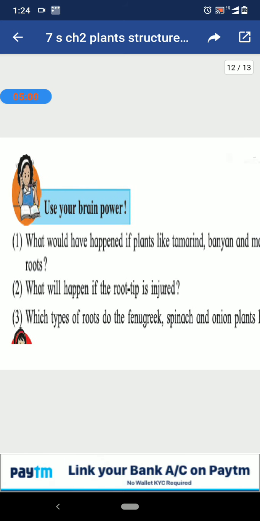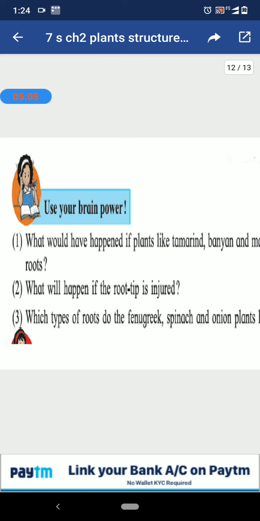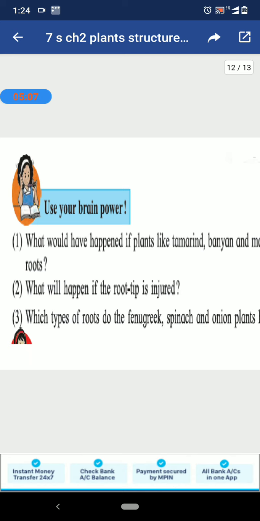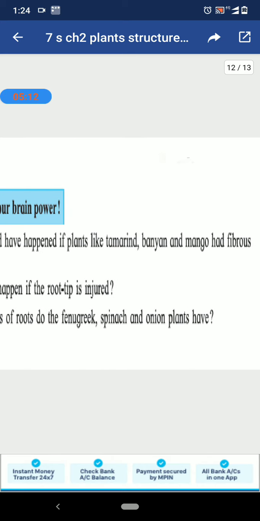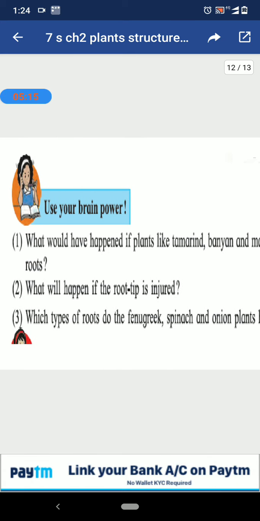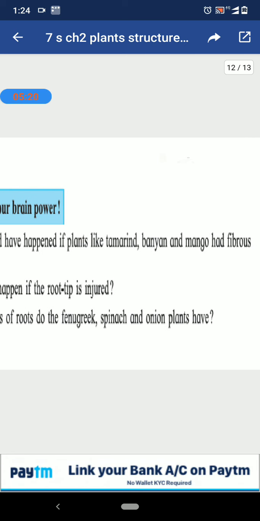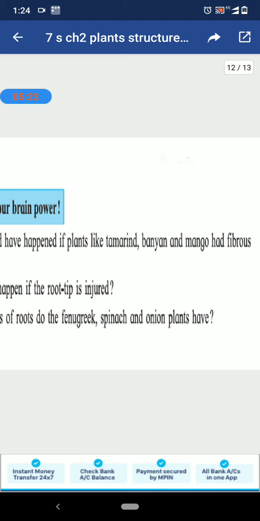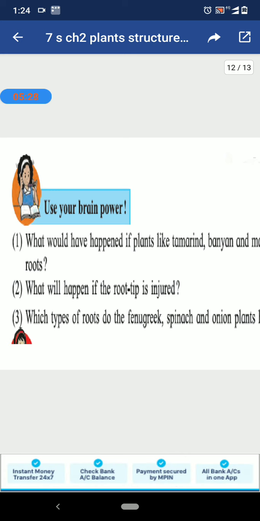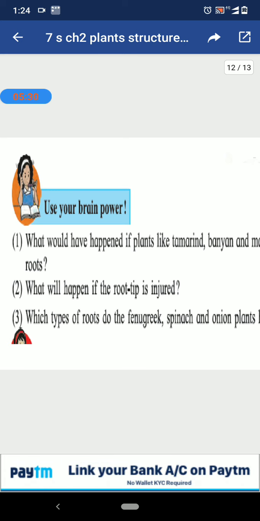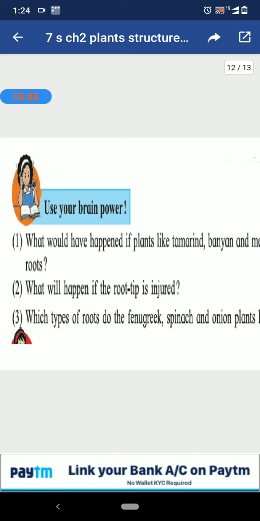For this, refer to page number 11 of chapter 2. Use your brain power. Questions are there. Now, what would happen if plants like tamarind, banyan, and mango had fibrous roots? Tamarind, banyan, and mango are dicotyledons. You have seen that a mango seed can be broken into two equal parts. So of course their roots will be taproots, not fibrous roots. And the question asked is, what will happen if they have fibrous roots?